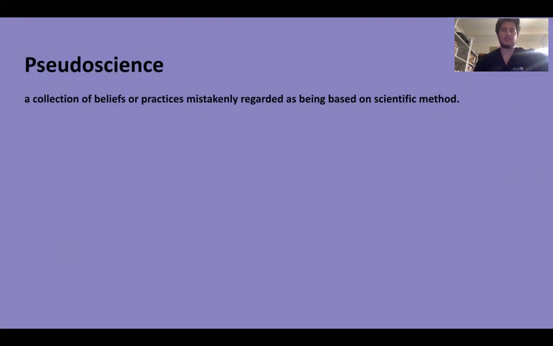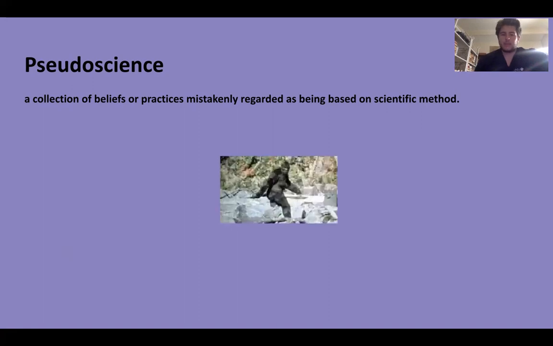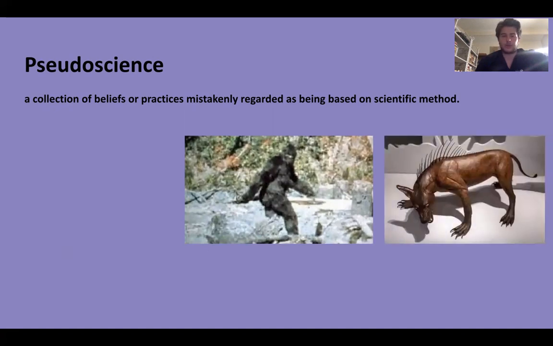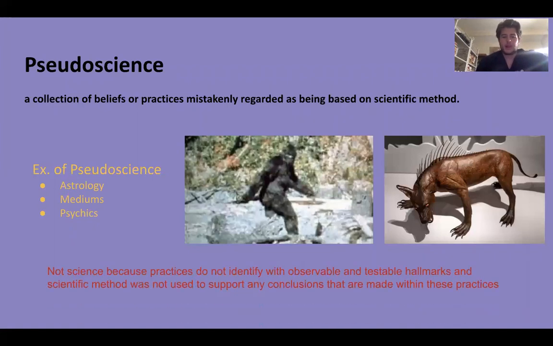Then we have pseudoscience, a collection of beliefs or practices mistakenly regarded as being based on the scientific method. Some examples are Bigfoot, or I have Chupacabra here, or some practices like astrology, your astrological sign, or mediums, people that have this gift to talk to the dead, psychics, people that can tell your future. Not science, because these practices do not identify with the observable and testable hallmarks, and the scientific method was not used to support any conclusions that were made within these practices.